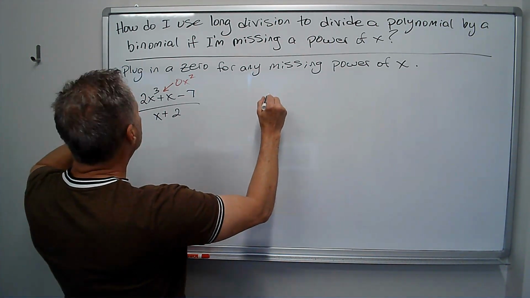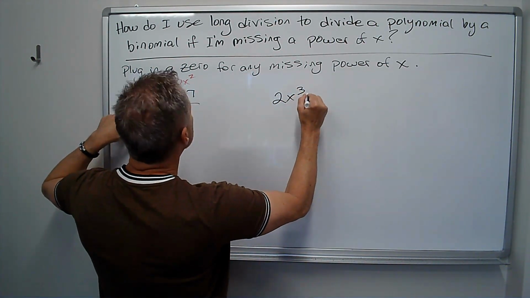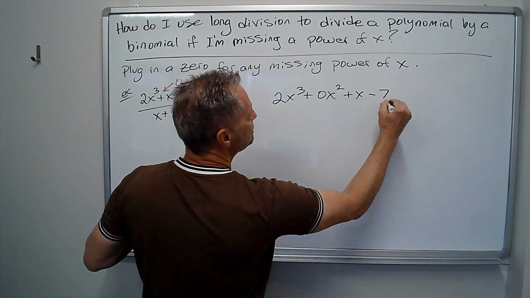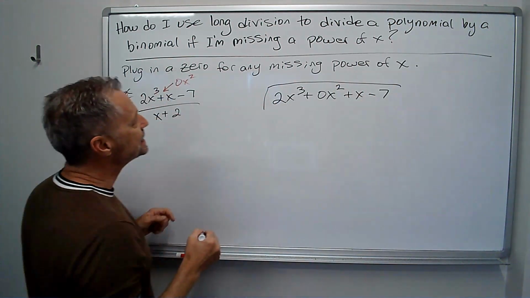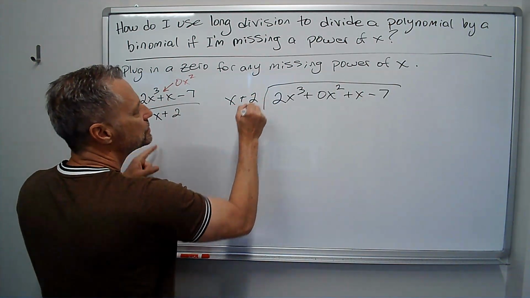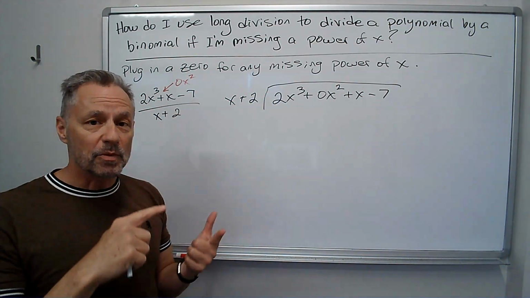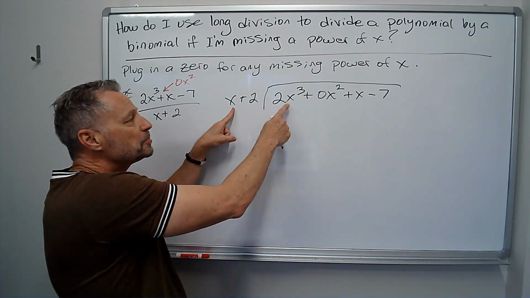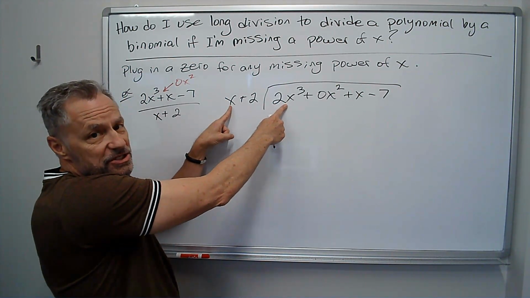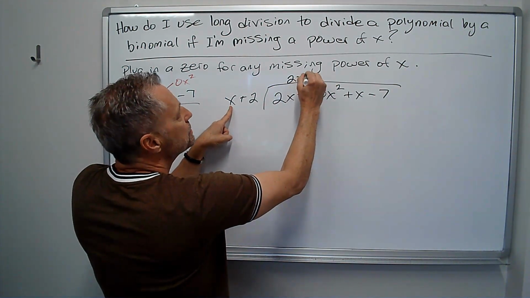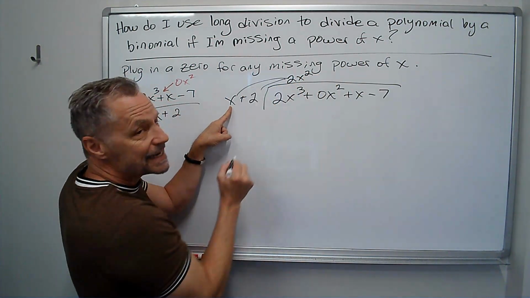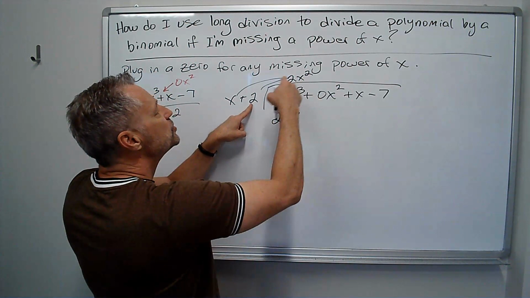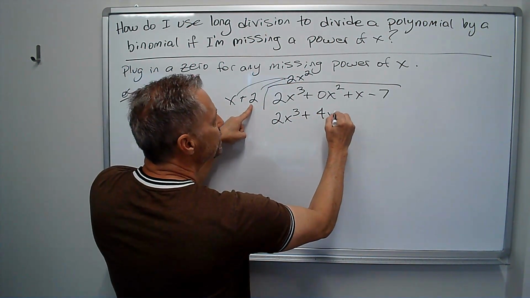So I'm going to start off, I'm going to say, okay, I've got this 2x cubed plus 0x squared plus x minus 7. And I'm dividing by this x plus 2. All right, so remember what I do. I look just at these first ones. What do I multiply by x to get 2x cubed? Oh, that has to be 2x squared. I distribute that here to both of these. 2x squared times x is 2x cubed. 2x squared times 2 is 4x squared.